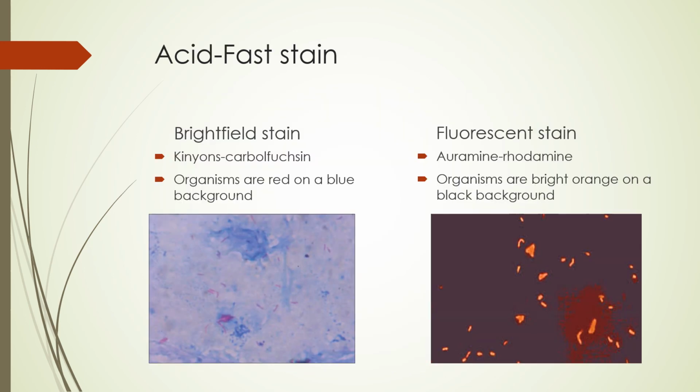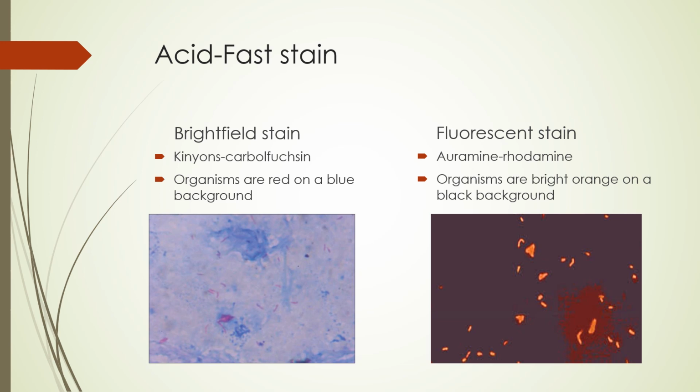Some bacteria don't gram stain very well, and so the best thing we can do is what's known as an acid-fast stain. They have waxes in their cell walls that allow them to stain with the acid-fast stain. There are two different types. One is a bright field stain called the Kinyoun carbolfuchsin, and then there's a fluorescent stain known as the auramine-rhodamine stain.